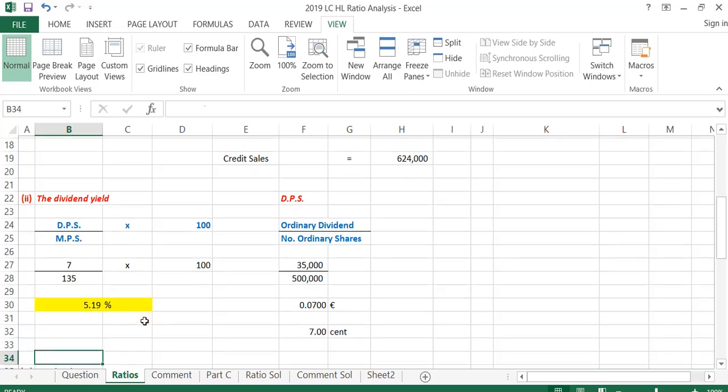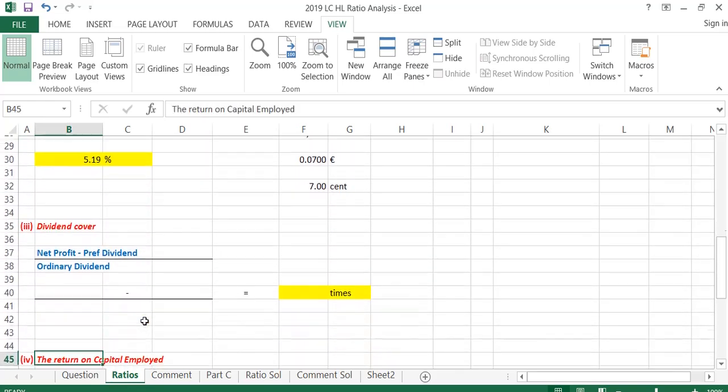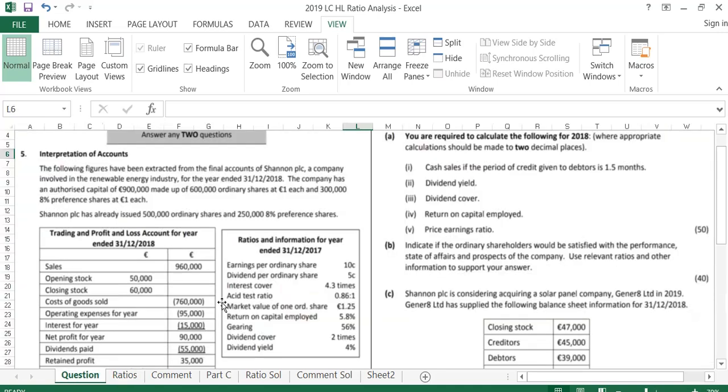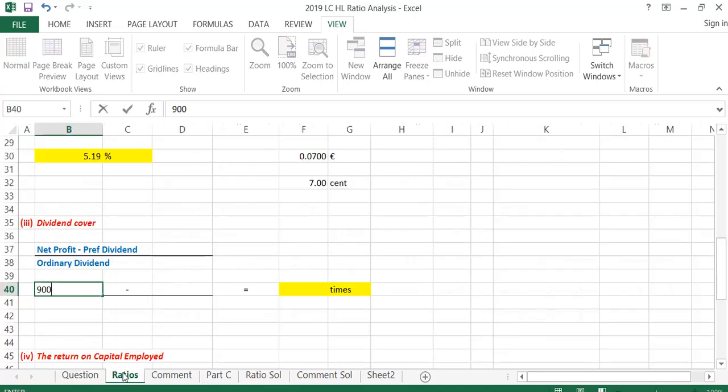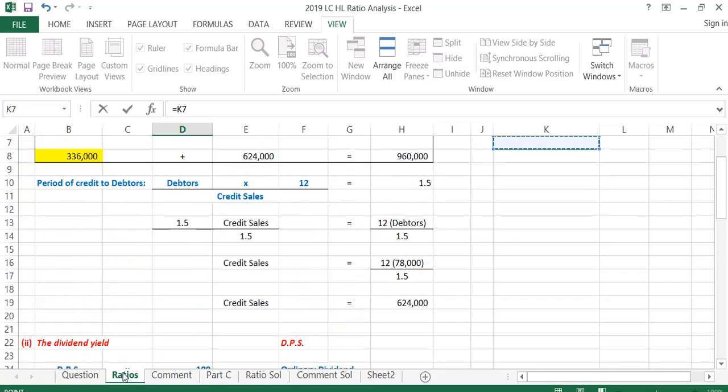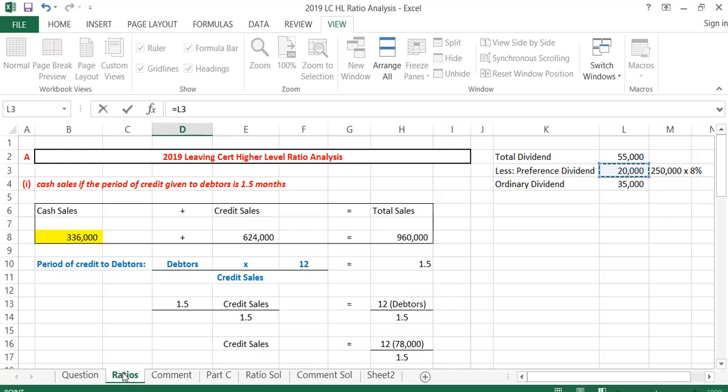The third ratio we're asked to calculate is dividend cover. Now the formula for the dividend cover ratio is net profit minus preference dividend over ordinary dividend. So the net profit I'm going to get from the question. I can see the net profit from the question here. Net profit is 90,000. So it's going to be 90,000. And I'm going to take away my preference dividend, which I've worked out above here. My preference dividend is 20,000.